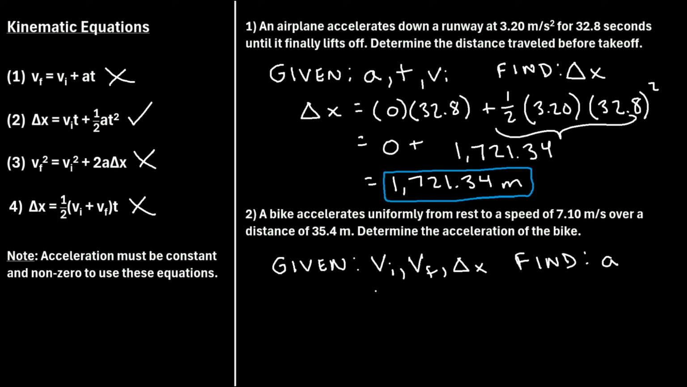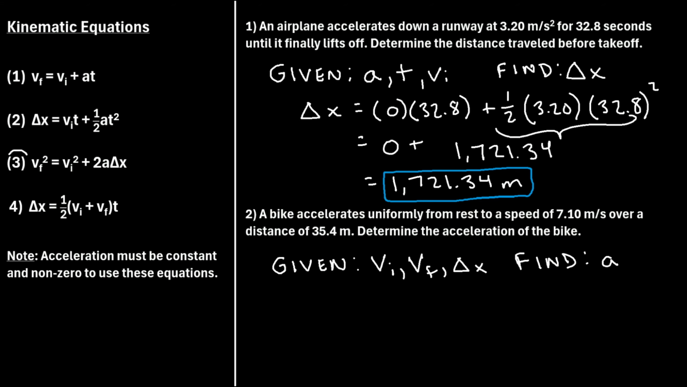So again, we're going to take a look at these four variables that were given, and look at our four kinematic equations and see which ones contain these variables. For this problem, one thing we'll notice is that we are not given the time. And the first equation, the second equation, and the fourth equation all involve time, t. So we're not going to be able to use any of those equations to solve this problem.